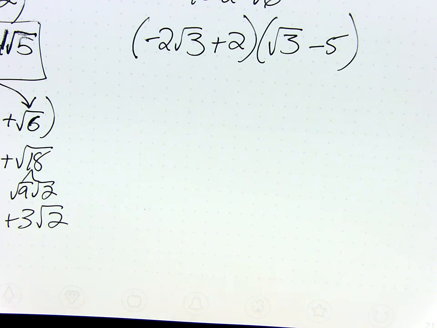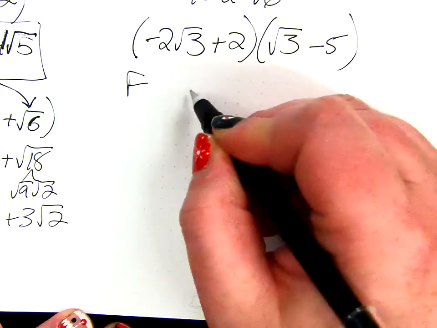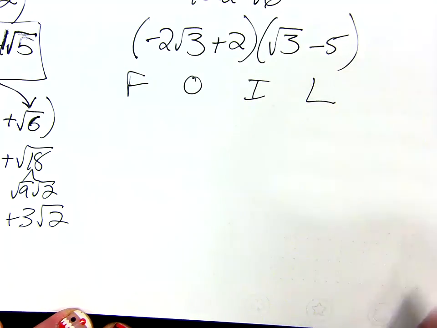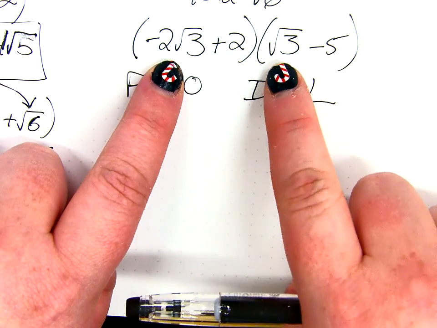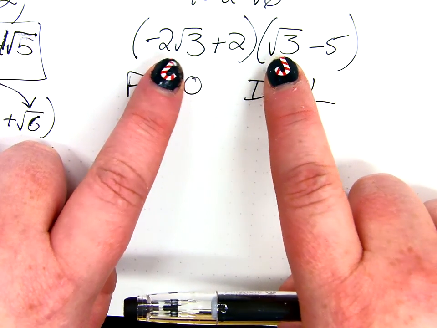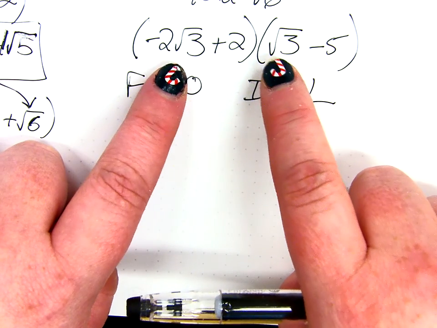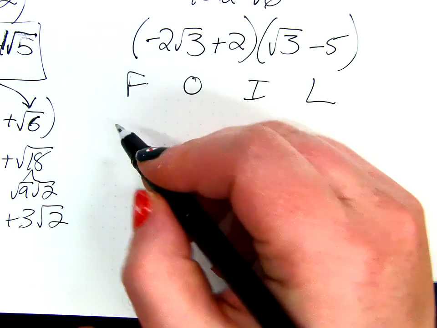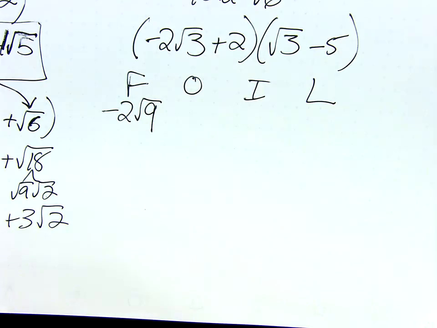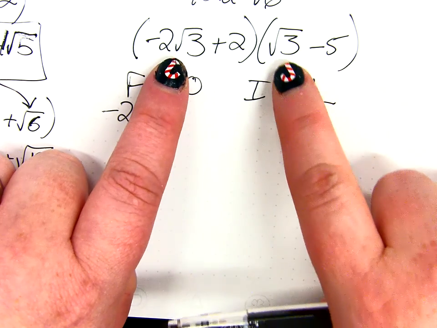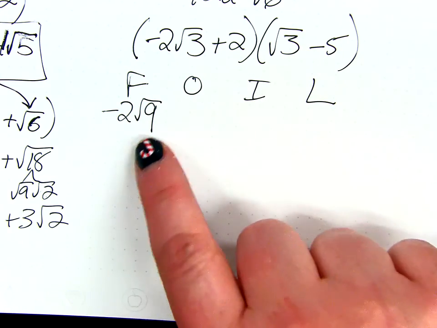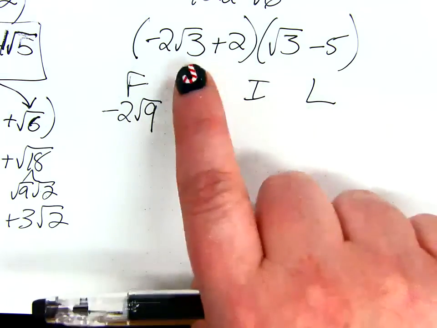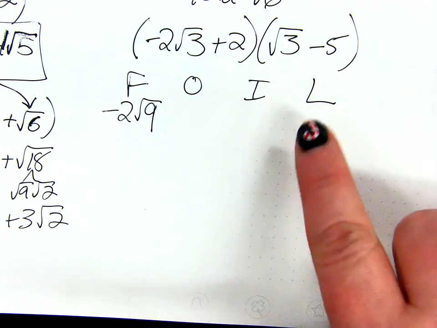Okay, let's see what we get. I hope you remember how to FOIL. So, F stands for first. So I'm going to multiply negative 2 root 3 times root 3. So what's that going to get me? Negative 2 root 9. Is everybody okay with that? How'd you get that? Because there's nothing to multiply the negative 2 with, so it just stays. And then root 3 times root 3 would be root 9. Right? Because if they're both in the house, you multiply them together. So there's my first.